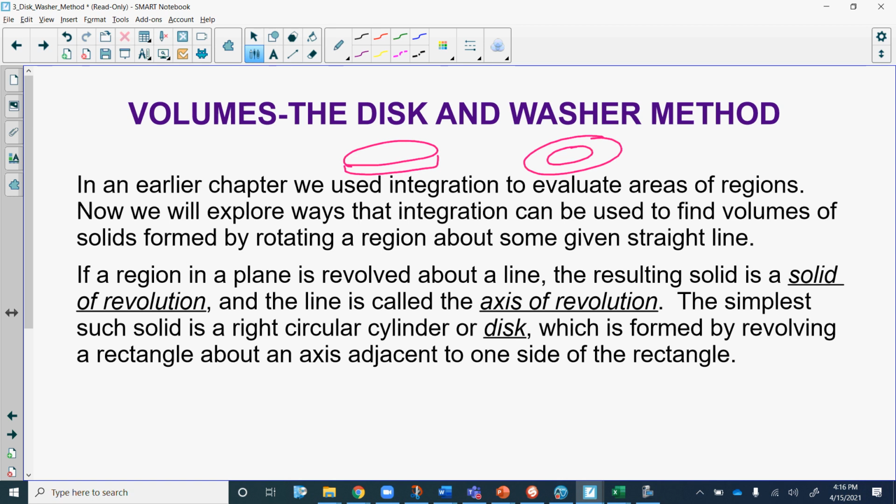With the washer method, it'll be similar to the disk method, but because we have that interior region that's not going to be used, that's not going to be included in part of the interval, we're going to have to find the volume of the cylinder using the outer radius minus the volume from using the inner radius.